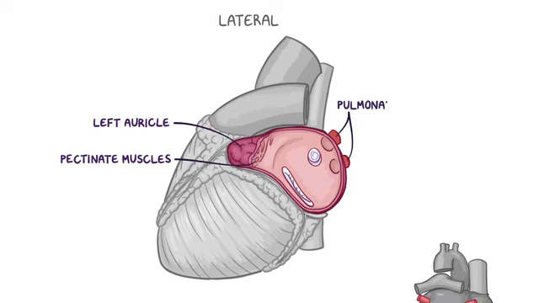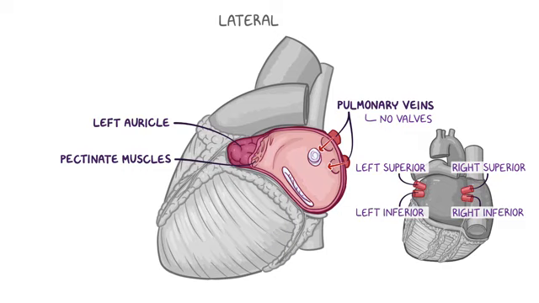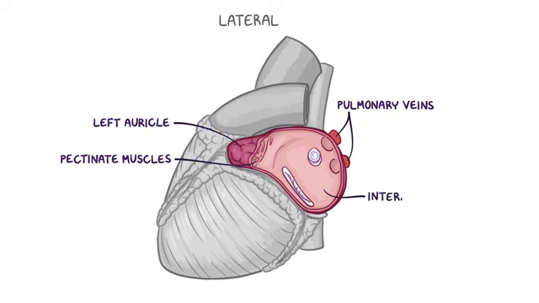The 4 pulmonary veins, namely the left superior, left inferior, right superior, and right inferior pulmonary veins, enter the smooth part of the left atrium posteriorly. Unlike other structures of the heart, the pulmonary veins don't have any valves and blood flows through them and into the left atrium freely.